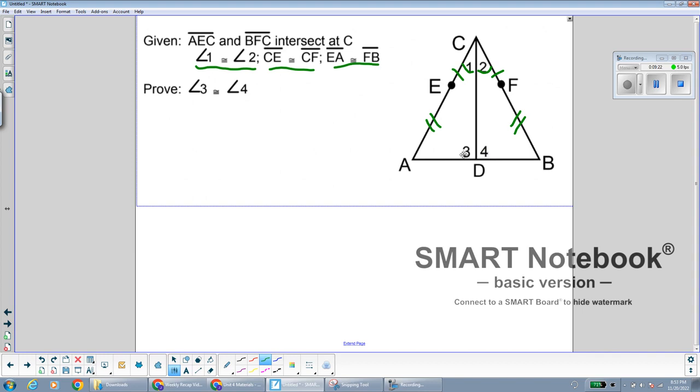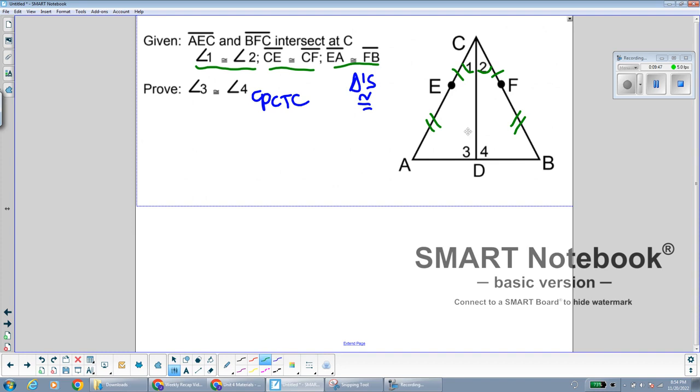So notice how angle 3 and angle 4 are in the same spots in the two triangles that they're in. That means that they're corresponding angles. So remember, in order to prove that corresponding angles are congruent, we're going to ultimately be using CPCTC. And before we can use CPCTC, we first need to prove that the triangles are congruent to each other. How are we going to do that?